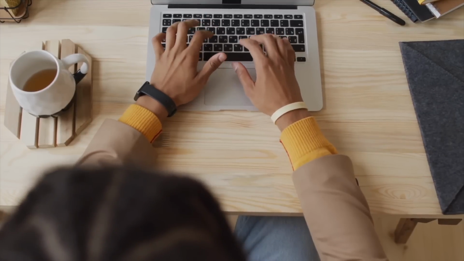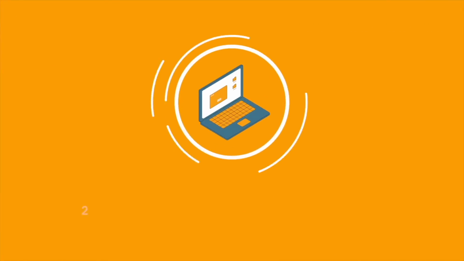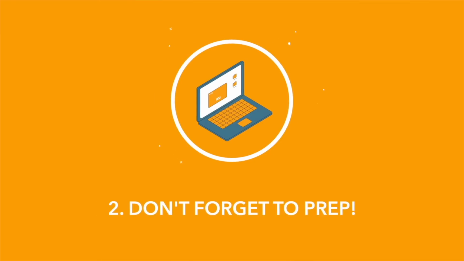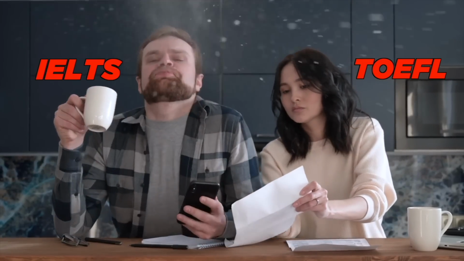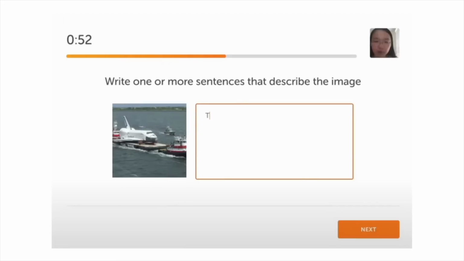During the writing questions, you are allowed to look down at the keyboard, but try not to stare completely at the keyboard for the whole time. Number 2, don't forget to prep. To score high on the Duolingo English test, you need to prepare. Now, I know that the Duolingo test looks a lot friendlier than the other exams like the IELTS or TOEFL, but even so, preparation is essential if you want to get a really high score, especially, in my opinion, for the speaking and writing questions.